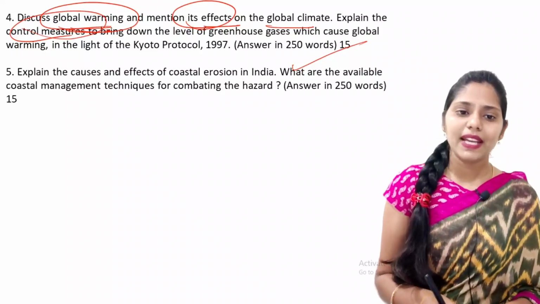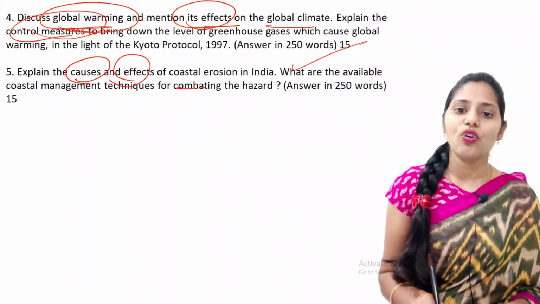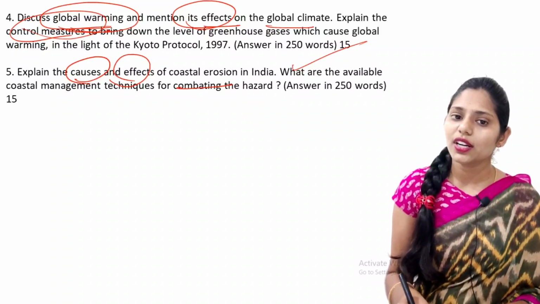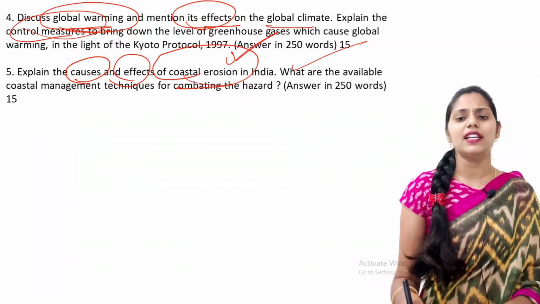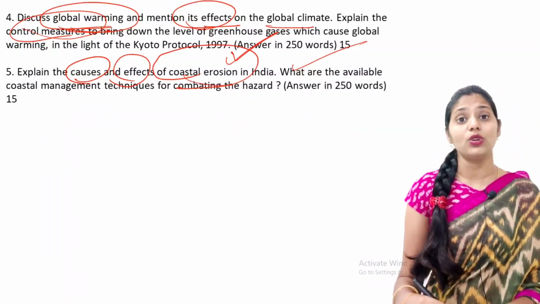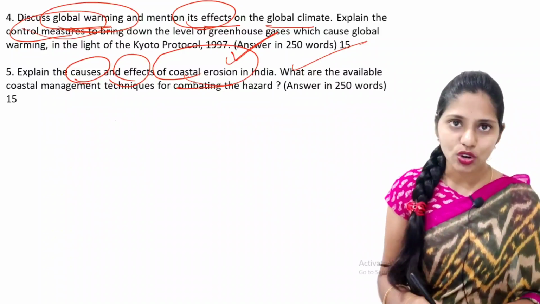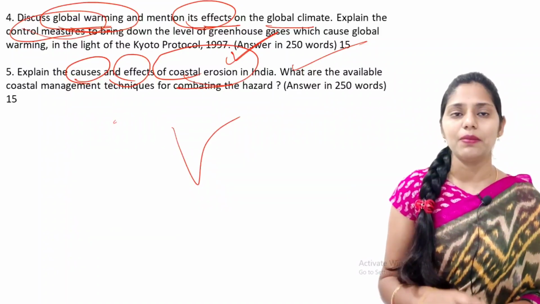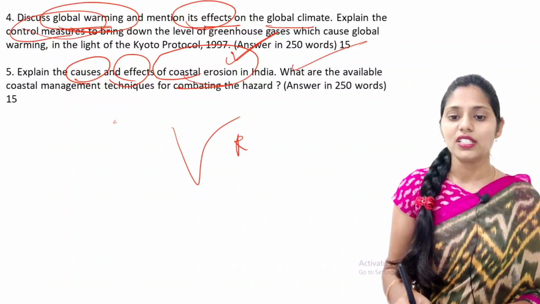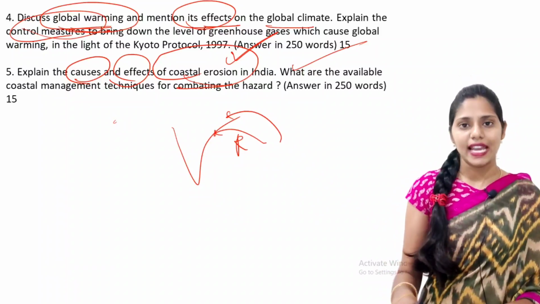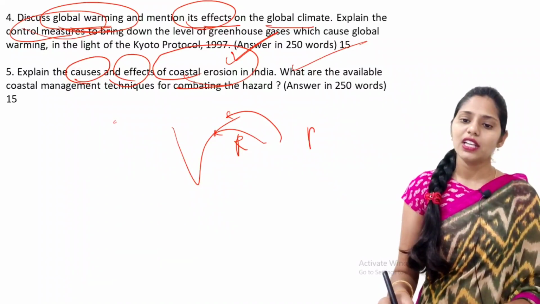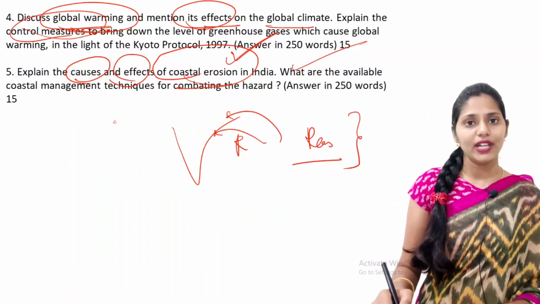And this one is: explain the causes and effects of coastal erosion. In the introduction you can write about coastal erosion. Recently one report regarding coastal erosion was released, and you can write the data of that report and show which areas have been eroded and what the reasons are. The reason here is the impact of cyclones, like that. So you can write the reasons too. That will be your introduction.